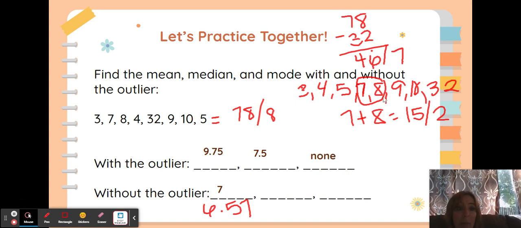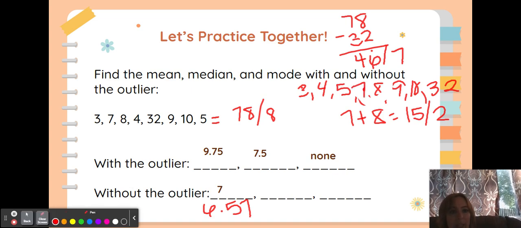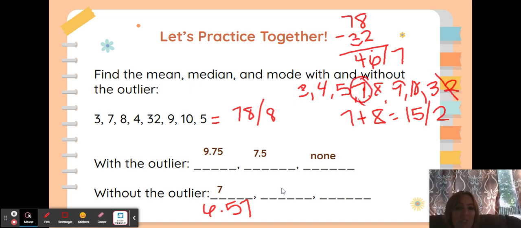Okay, now to find the median, let me erase this circle right here and put 7 and 8 back. So if I did that and I took this number away, 7 would be the middle number. So 7 is the median. Still no mode. So notice it changed a little bit, both of them, didn't it? Okay, great job.